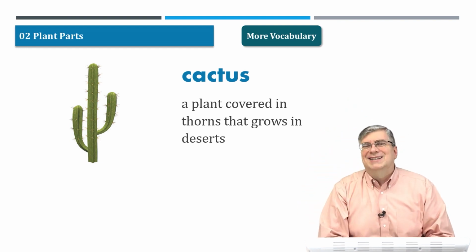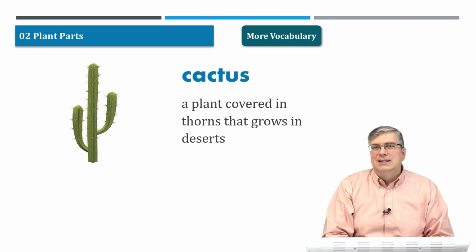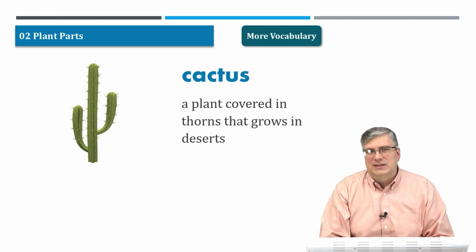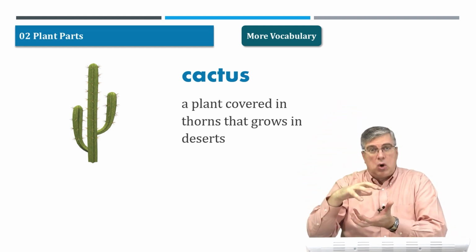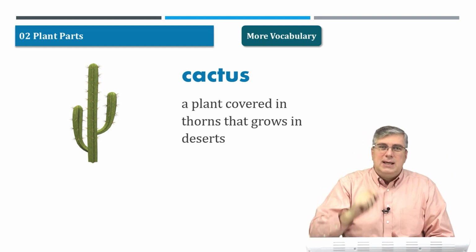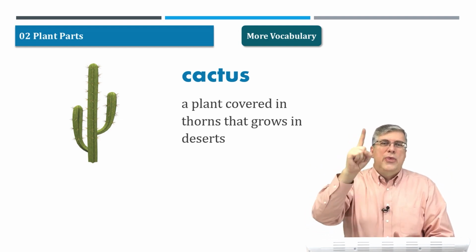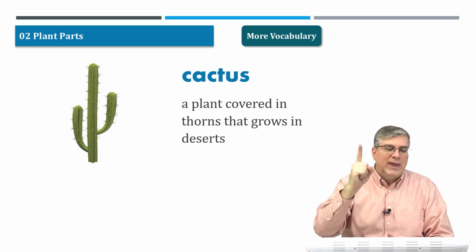Some people say cactuses, some people say cacti. Cacti is Latin, but a lot of people just say cactuses. It's okay. So there are big cactuses and there are small cactuses. There's all different kinds of cactuses. But cactus have one thing in common. All kinds of cactuses, they all have one thing in common.